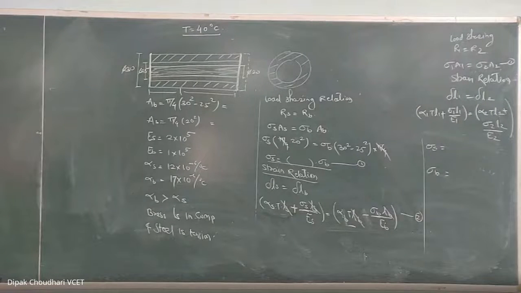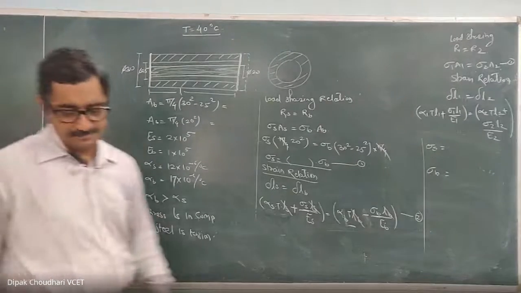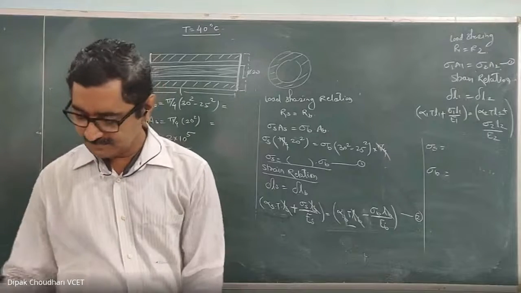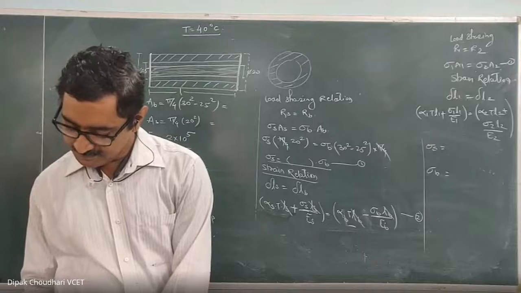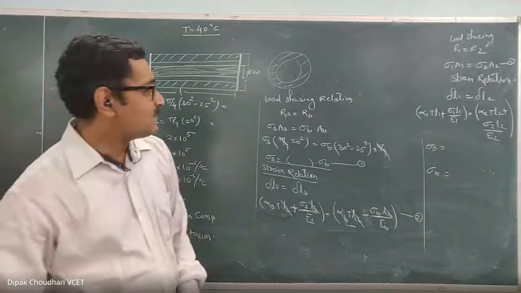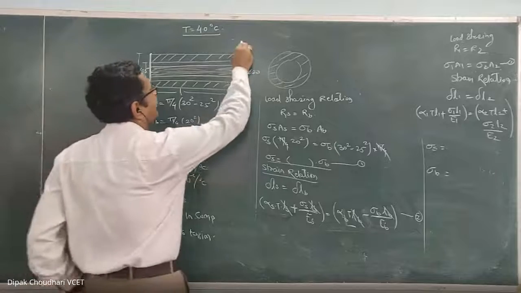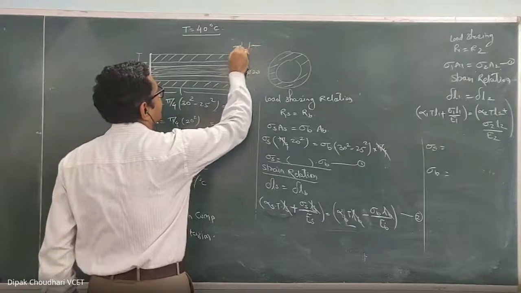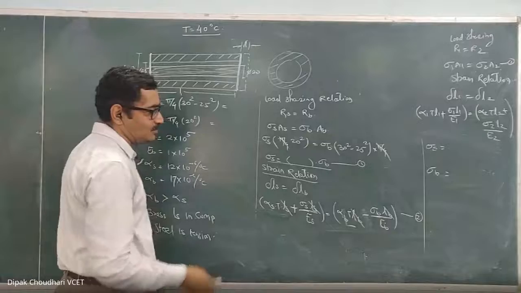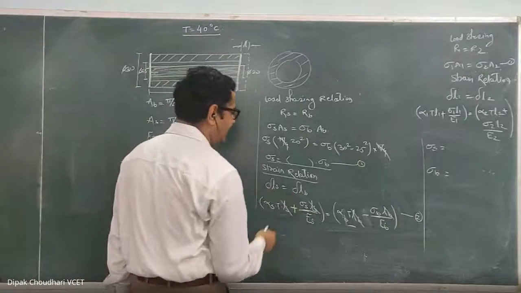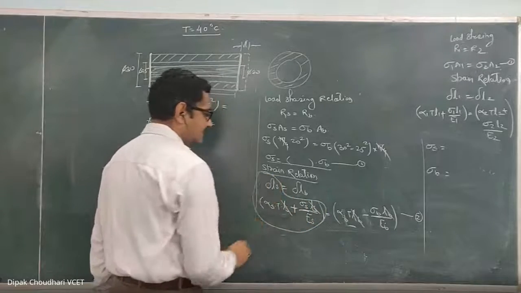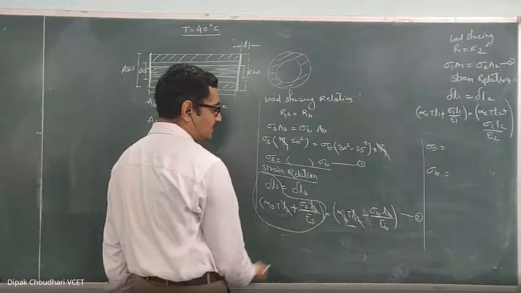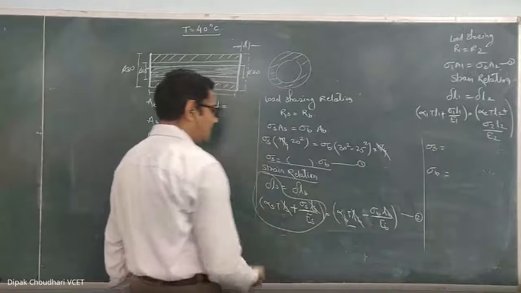Okay, let's solve the next sum. You solve it and complete this sum. In this question again it is asked to find the final deformation of this assembly. This delta L you have to calculate, and we know that delta L is equal to delta LB. So calculate any one out of these two, delta LS or delta LB. Both are equal. Here use this.